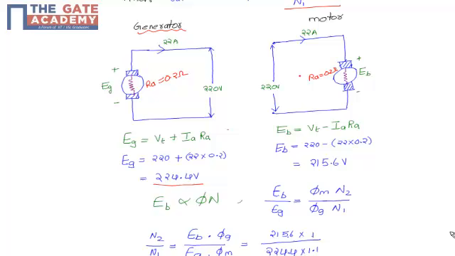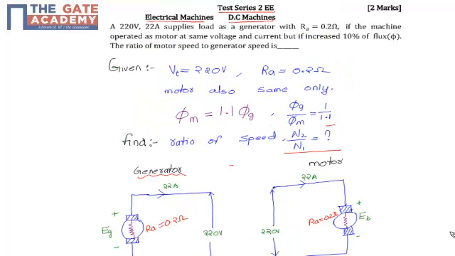To calculate the value of back EMF in the motor, EB is equal to VT minus IA RA. Here the current direction is into the armature, so it is minus. For the motor it is minus IA RA. We know VT, that is 220 volts, minus IA, 22, into 0.2, then we'll get the value of this. We have to find the ratio of speed, N2 by N1.